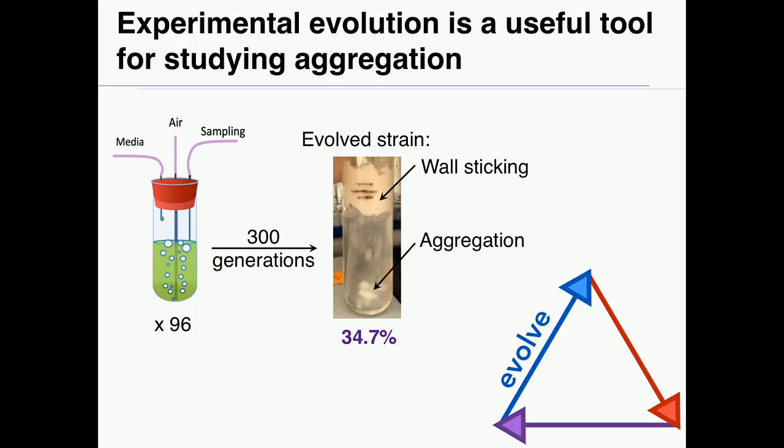Wall sticking, which is adhesion to the glass vessel itself, and also aggregation, this clumping phenotype in liquid culture. This is a trait that's good for the yeast because it increases their residence time in the culture and decreases the likelihood that they'll be diluted out. But it's bad for us because a lot of the experiments that we like to do require all of the cells in the culture to have equal access to the limited nutrient. So this is an example of a trait that is good for them but bad for us.